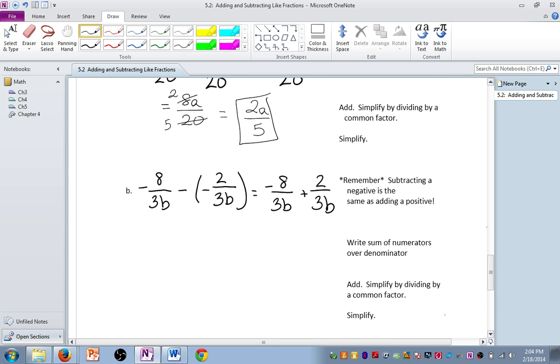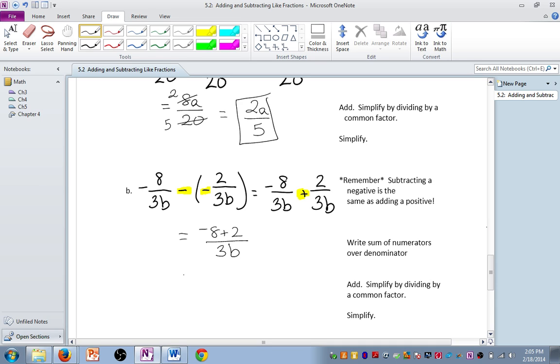In example B, same concept, but now you are subtracting a negative. So when you are subtracting a negative, that's the same as adding a positive. So what I did over here is I rewrote the equation. Instead of negative 8 over 3b minus a negative 2 over 3b, it's negative 8 over 3b plus 2 over 3b. And now what I want to show is that I am combining my numerators, which can be rewritten as negative 8 plus 2 over my common denominator, which is 3b.